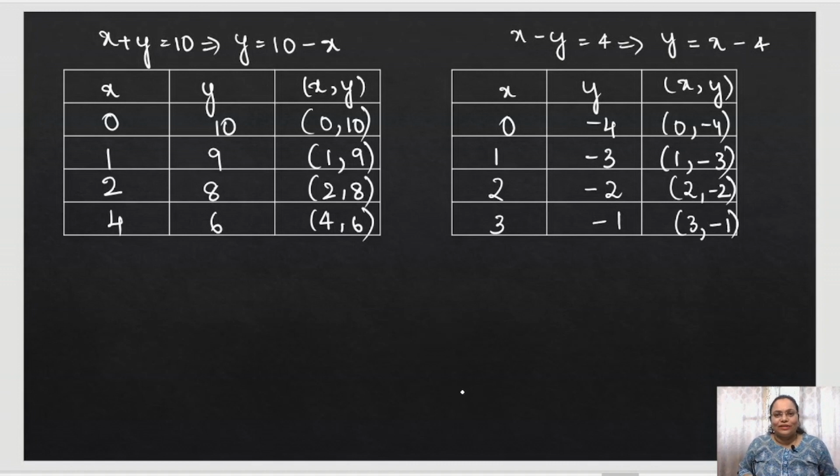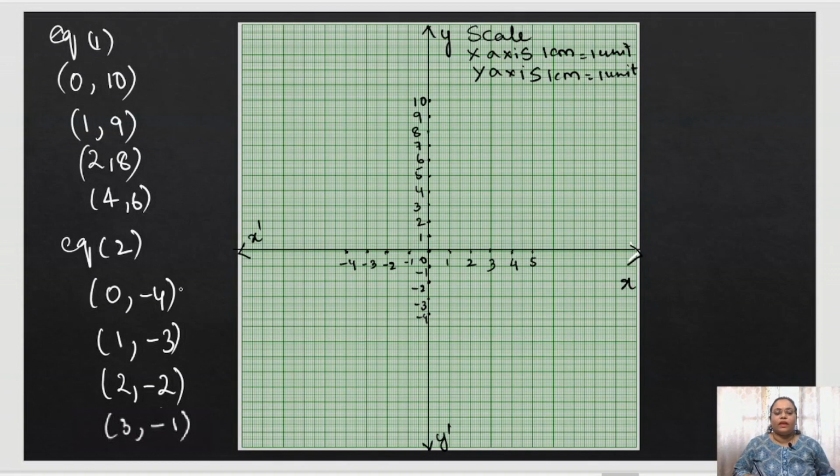Okay, now let us plot the graph. So the first point is 0 and 10. 0 on the x-axis, 10 on the y-axis, which is here. The next one is 1 and 9. 1 on the x-axis, 9 on the y-axis, which is this one. The next one is 2 and 8. 2 on the x-axis, 8 on the y-axis, which is here. The next one is 4 and 6. 4 on the x-axis, 6 on the y-axis, which is this one. Now let us join these points.